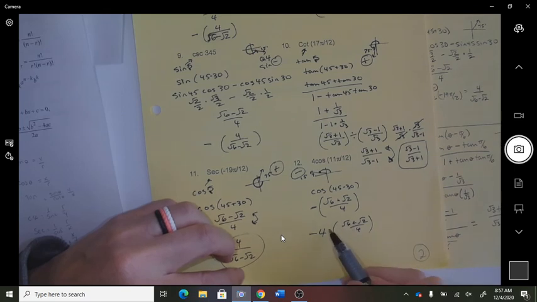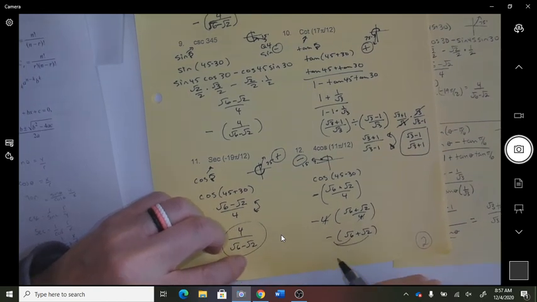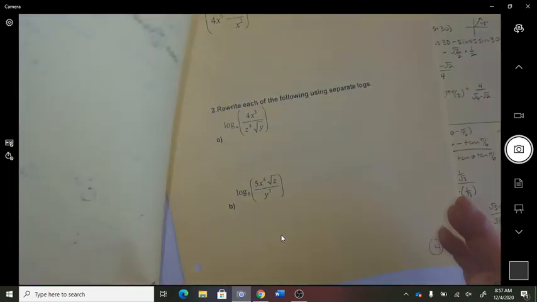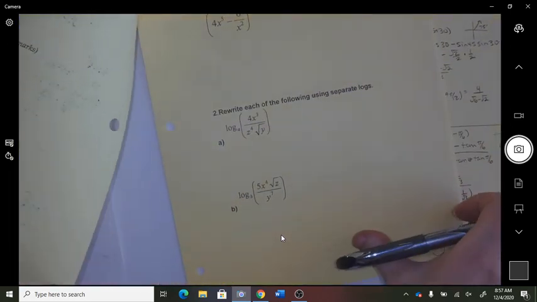Okay, and then the 4's cancel, so I just get negative. And if I want, I could also distribute that.